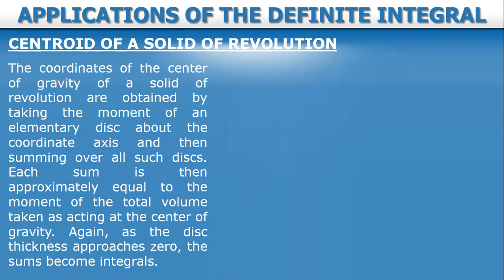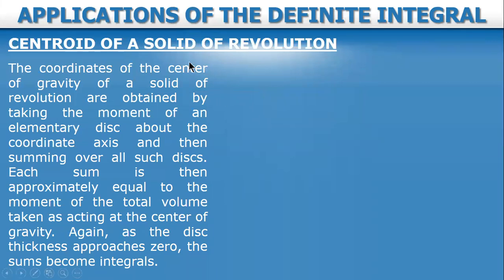The coordinates of the center of gravity of a solid of revolution are obtained by taking the moment of an elementary disk about the coordinate axis and then summing over all such disks. Each sum is then approximately equal to the moment of the total volume taken as acting at the center of gravity. And again, as the disk thickness approaches zero, the sums become integrals.